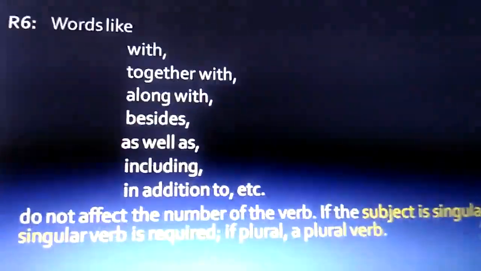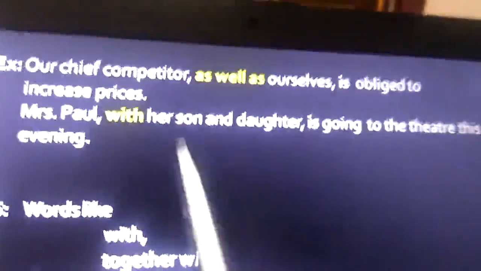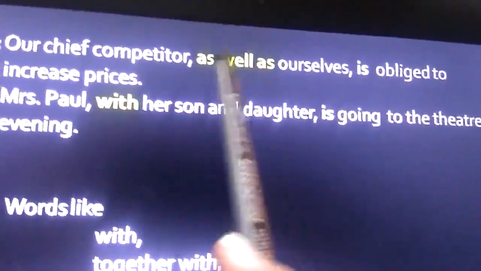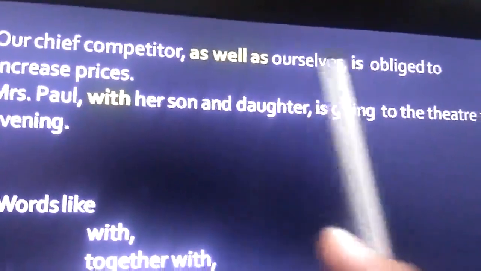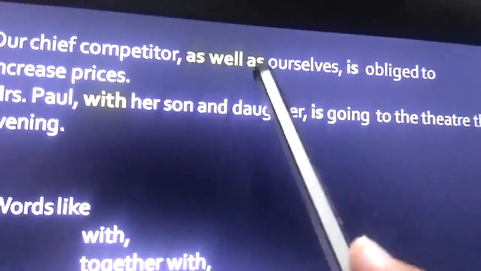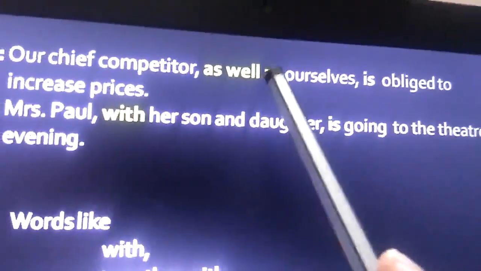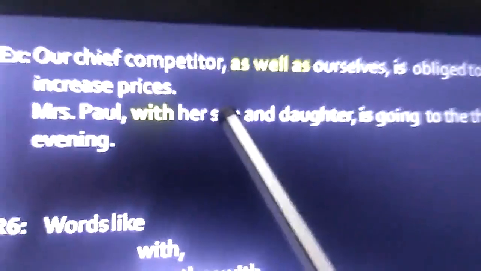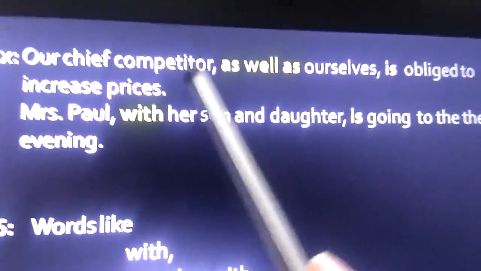Such connections, if they are used in the sentence, usually we keep that part inside the brackets or in between the brackets. So when you see such additional information in between the brackets, or when you see such connectives which connect the additional information to the main sentence, what you have to do is concentrate only on the true subject of the sentence.